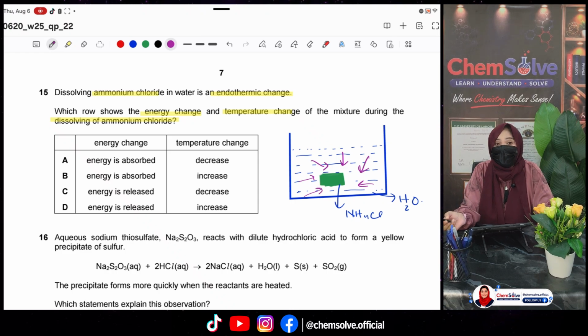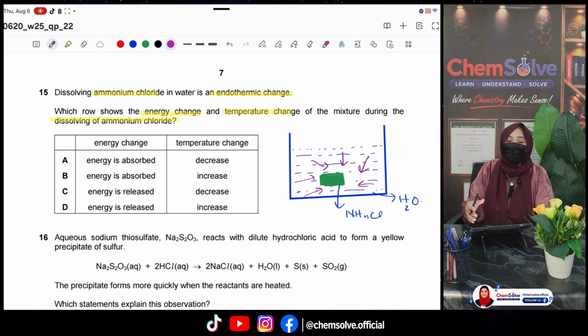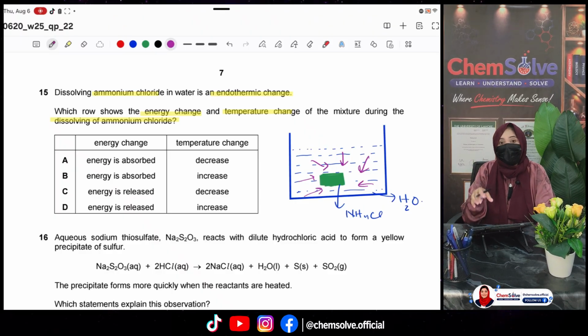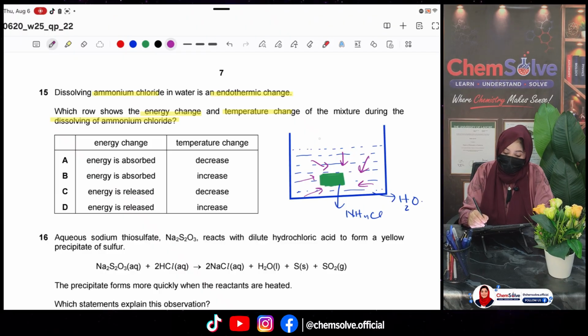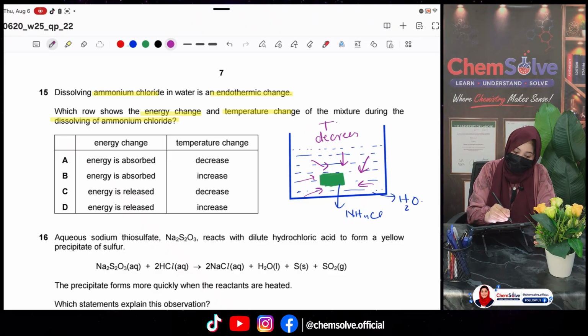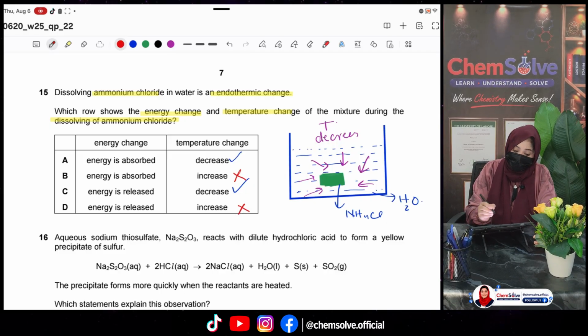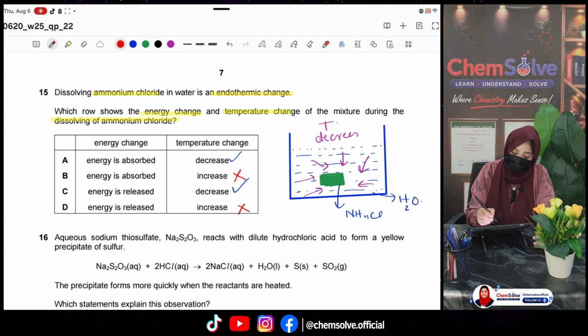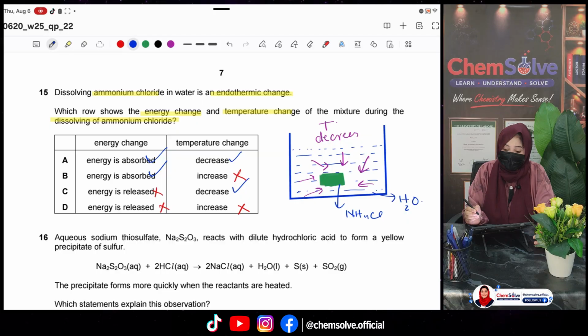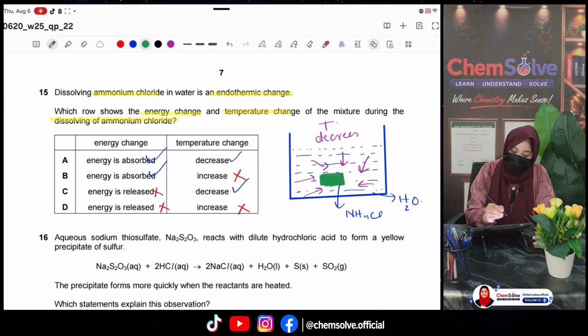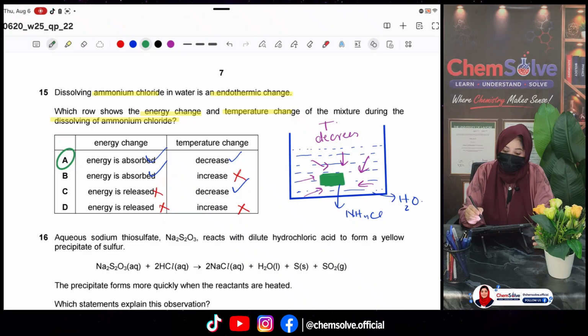From where will it absorb heat? Surroundings. And what are the surroundings in this whole scenario? Water is the surrounding here. So the heat from the water will move towards the ammonium chloride. So the temperature of the water would decrease. That's why we have to choose the option which says temperature is decreased, not the option which says temperature is increased. And as it is an endothermic process, energy is absorbed, not released. So we have to choose the option which says energy is absorbed. So clearly, I hope from this discussion you understood that the correct option is option A.